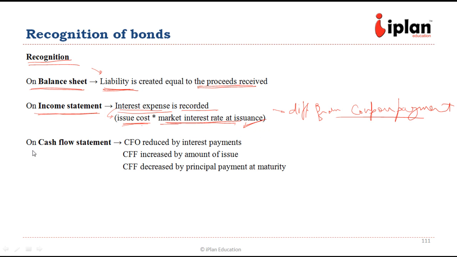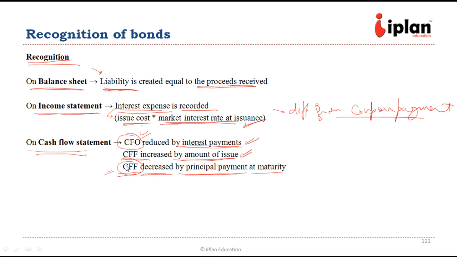And finally, on the cash flow statement, the cash flow from operating activities will be reduced by interest payments, since we are assuming that interest payments are under operating activities. Cash flow from financing activities will be increased at the time of issue. While the bond is issued, there will be a cash inflow, and when the bond is retired or matured, there will be a cash outflow by principal payment at maturity. So cash flow from financing activities will be decreased by that amount.